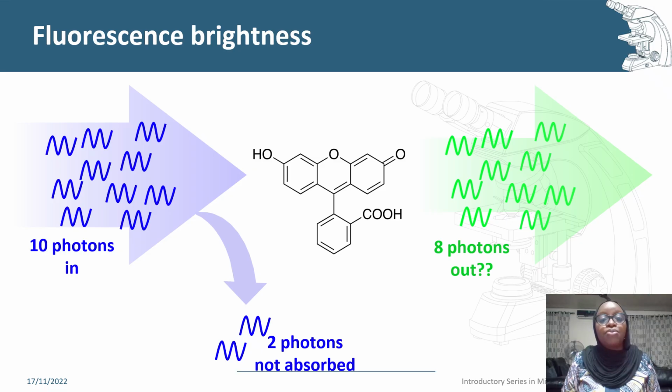For example, if we now have 2 photons not absorbed, then it means at the end of the day, we'll have 8 photons out. A factor we need to consider is the ability of the molecule to absorb and excite light. So if 2 photons are not absorbed from the 10 photons, then at the end of the day, do we have 8?